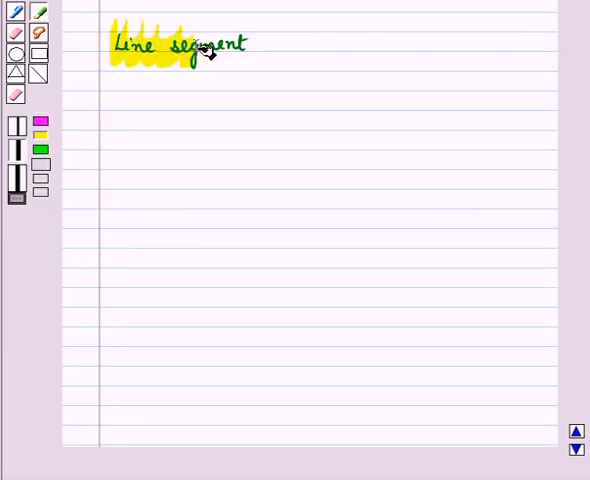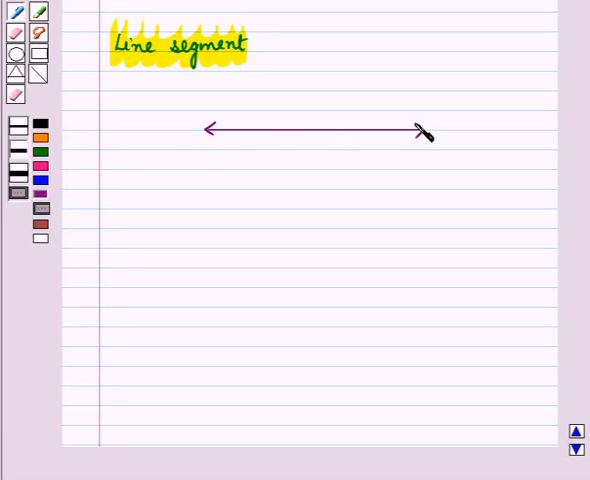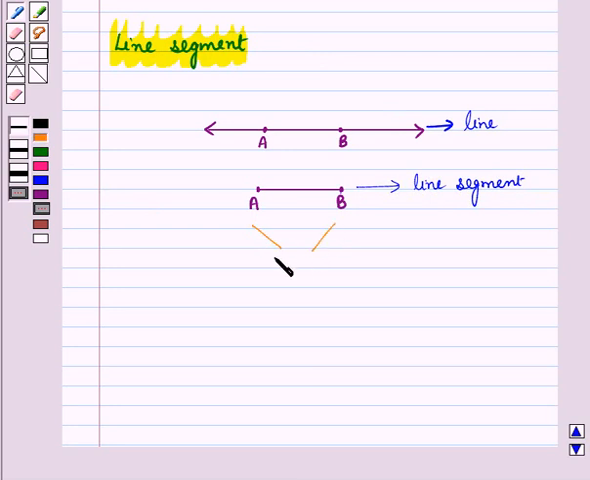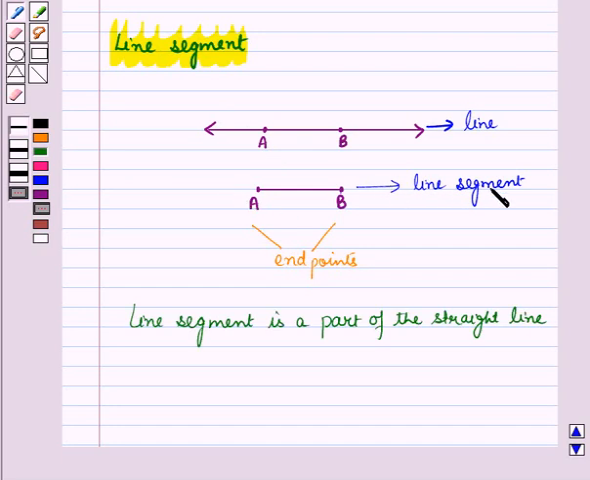And now let us discuss what is a line segment. Now we know that this is a line. Let us take any two points, A and B, on this line. On this line, the part AB is the line segment joining the two points A and B. So, AB is a line segment and here A and B are called endpoints of this line segment AB. So, line segment is a part of the straight line with two fixed endpoints.